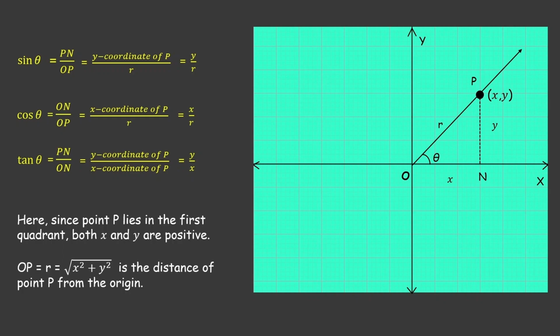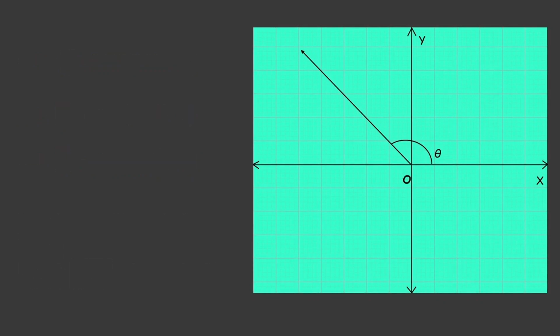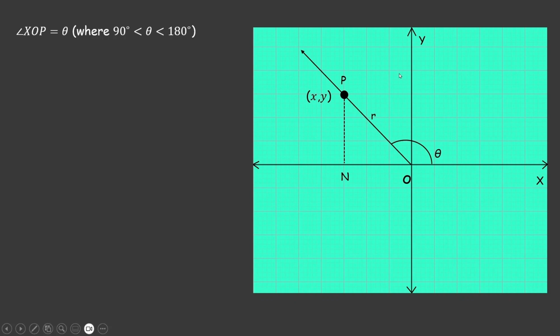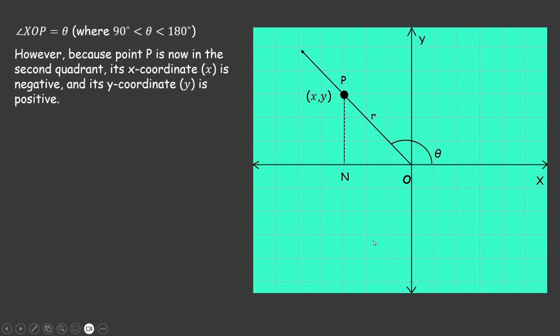Now, if we extend this angle such that XOP is an obtuse angle, we can determine the trigonometric ratios of theta in the same way. Point P has coordinates x, y. This is the perpendicular PN, and OP is R. So here, since XOP, which is theta, is greater than 90 degrees but less than 180 degrees, this P lies in the second quadrant. Therefore, its x coordinate is negative, whereas its y coordinate is positive.